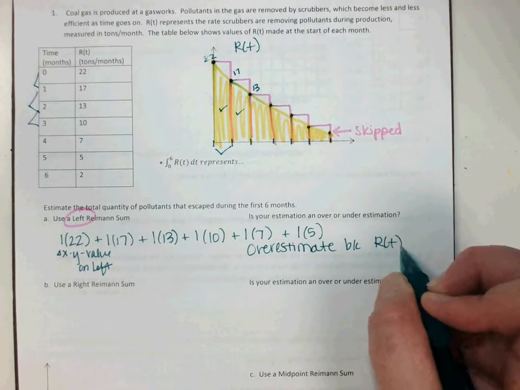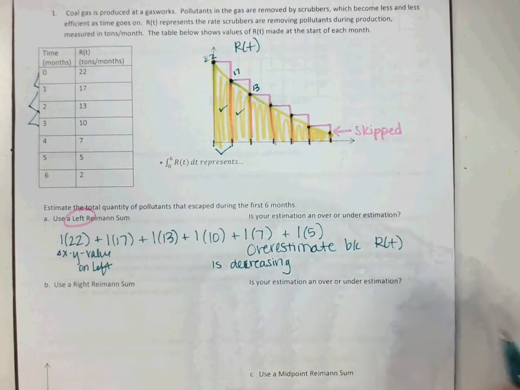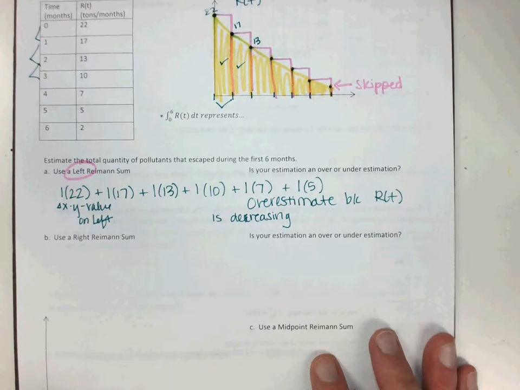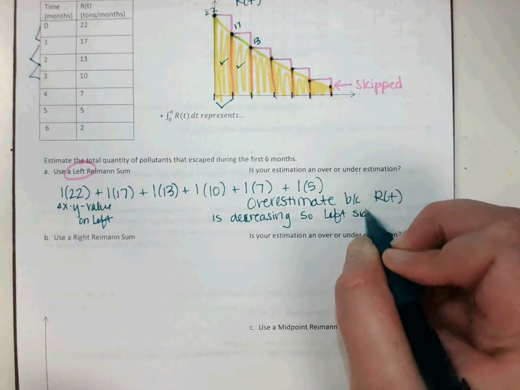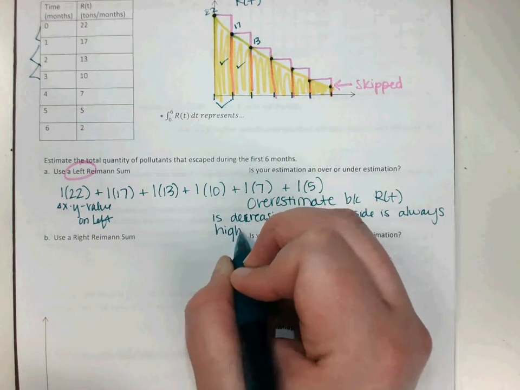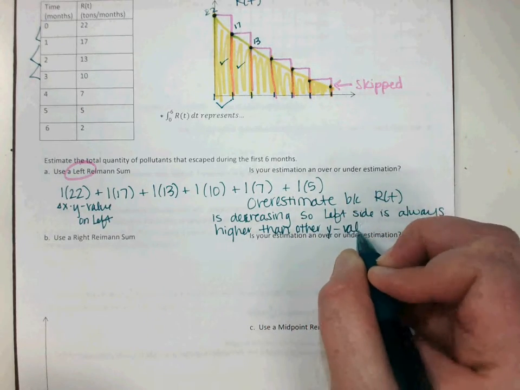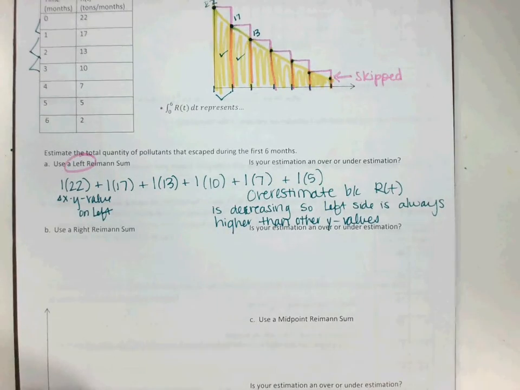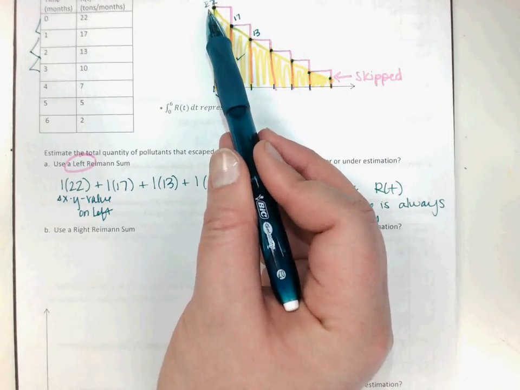because R of t is decreasing. And now think about if R of t is decreasing, then what is the left y value? Too big or too small for all the other ones? It's too big. So, left side is always higher than other y values. So this one is an overestimate since my function is curved down, my left side is always higher than all the other little pieces on that subinterval.